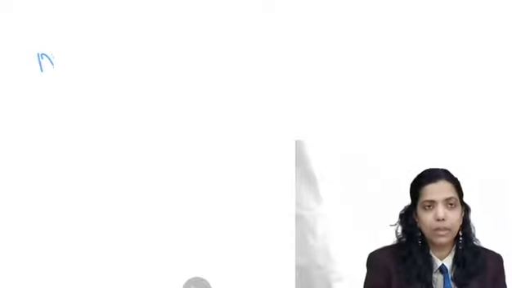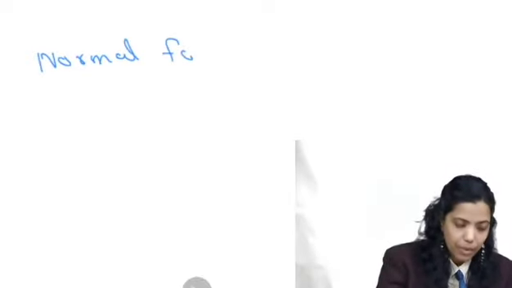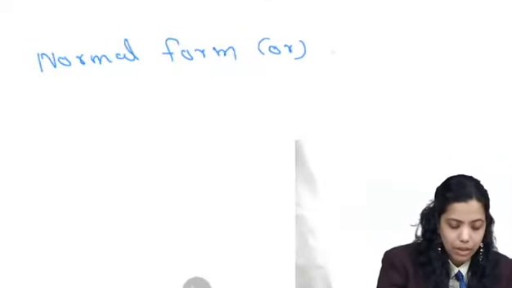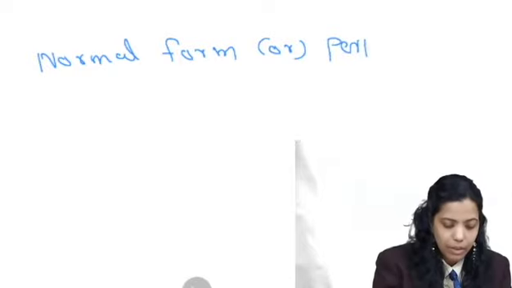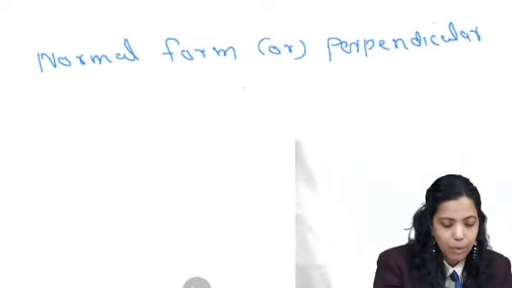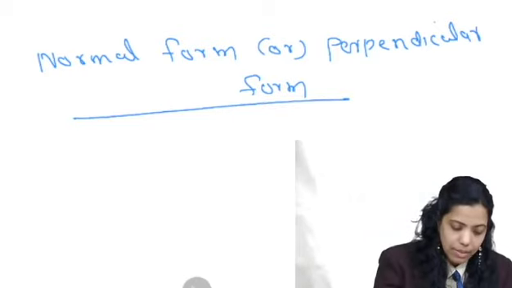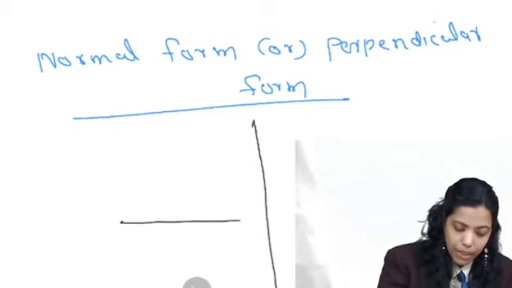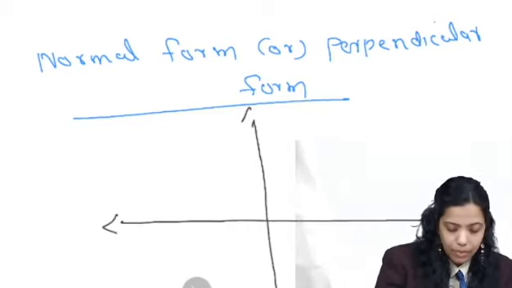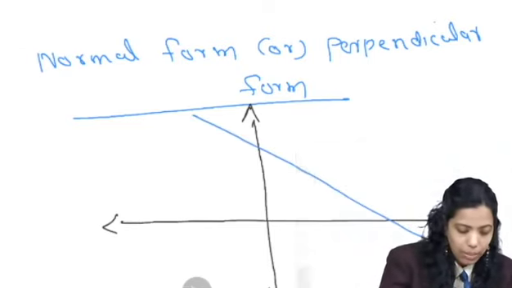So the last form is the normal form or the perpendicular form to frame the equation of the line. In the case of the normal form, the length of the perpendicular drawn from the origin will be given. Along with that, the angle formed by that perpendicular with the x-axis. So here we consider the Cartesian plane, and we can draw the line over here, say AB.